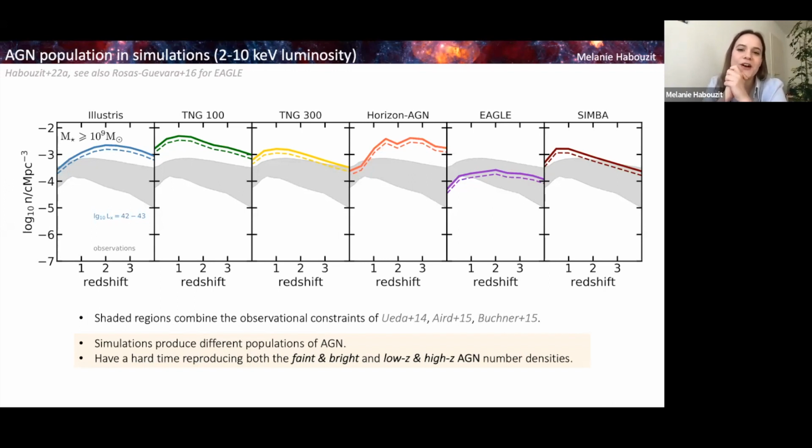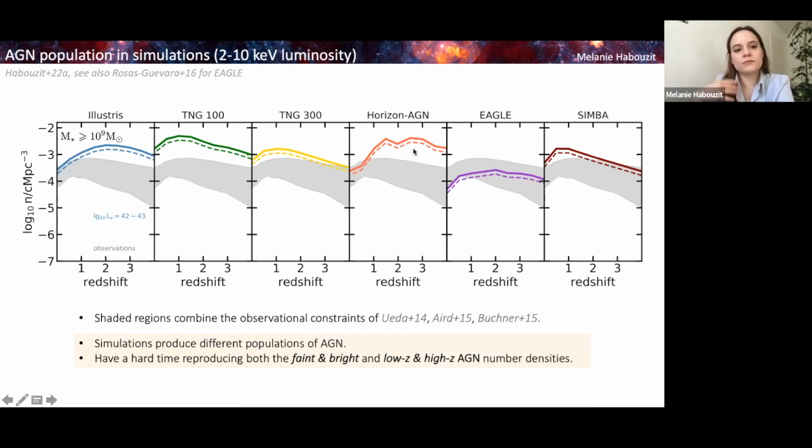Again, it's a very busy plot, but I will walk you through it. So we're looking at the simulations in colors. The shaded area is a combination of observational constraints from those three papers. And we're looking at this as a function of redshift. First we're looking at relatively faint AGN with hard X-ray luminosity between 10^42 and 10^43 ergs per second. And what we see is that a simulation like Eagle is doing a good job at reproducing the observational constraint. But some simulations are overproducing this number of faint AGN quite strongly, for example Illustris, TNG or Horizon-AGN.